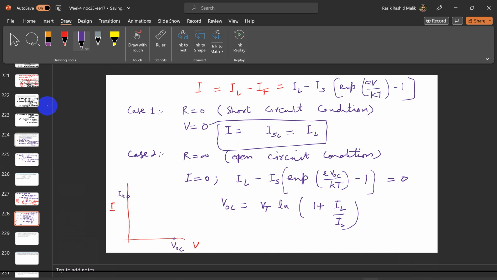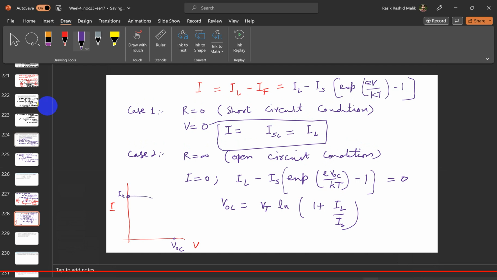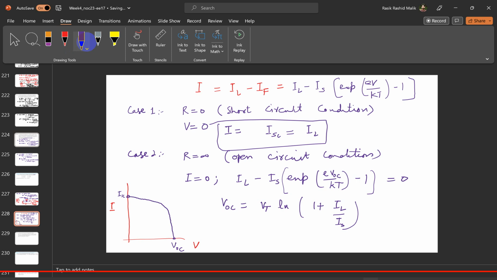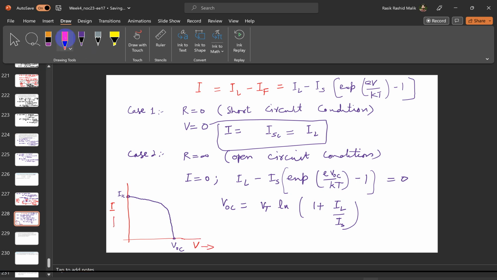Okay, so in between, the expression will be like this. So the graph will look like this. So this is the VI characteristic for a solar cell. And this is I.